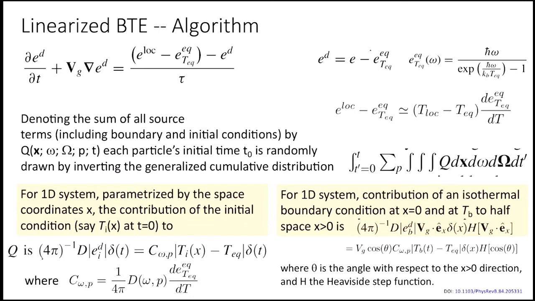Okay. So next step is the initial and boundary conditions. They would contribute to the deviational population, so they could be treated as a specialized source term. If we denote the sum of all source terms, the boundary and initial conditions, by this q, it is dependent on position x, phonon frequency omega, angle capital omega, polarization p and time t.